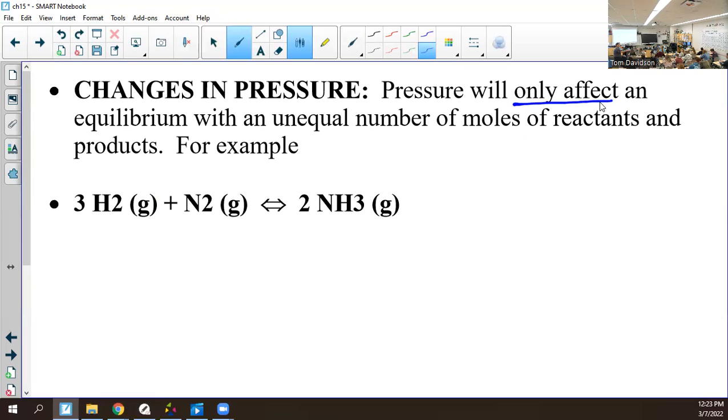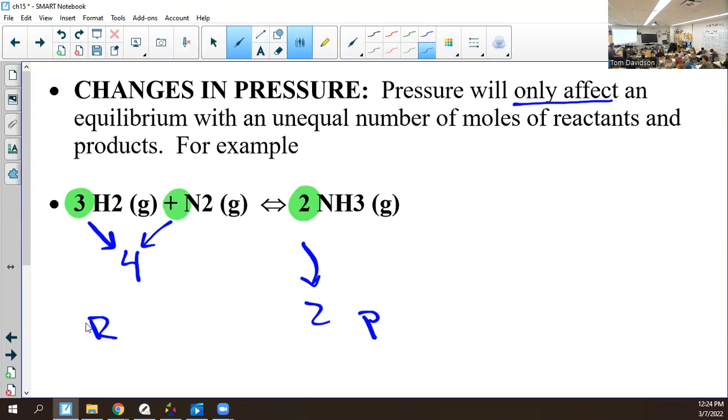When I say unequal moles, I don't mean you have to do any math besides adding the coefficients. We're not going grams to moles or anything like that. You just look, and as Timmy already said, you had a 3. If there's not a number, it's a 1, and then a 2. So what you would do for pressure here is say, all right, I have 4 moles, 3 plus 1, of reactant, and I have 2 of product. You with me? Okay, so you tell me which side has more moles.